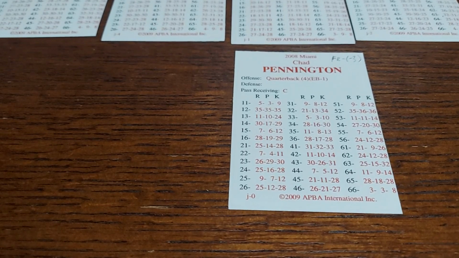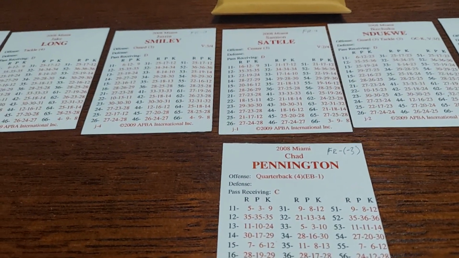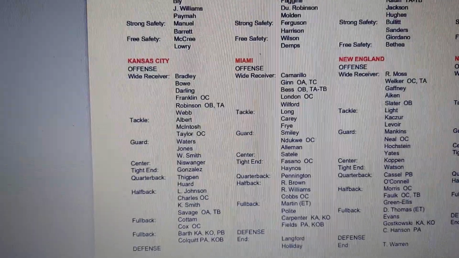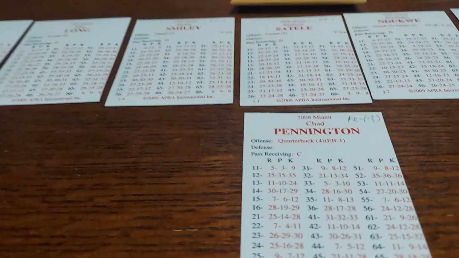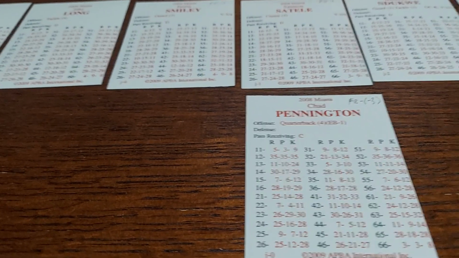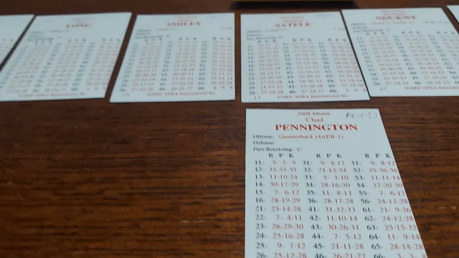All right. Now, what we're looking at here is Miami's base offense. If you go to the starting roster sheet, I have it on my website. And if you see their starting lineup, look at fullback. Martin is an ET. He's a tight end. What APA does is they take the personnel package that's most frequently used and use that as their starting lineup.